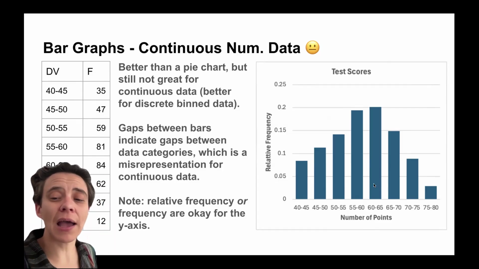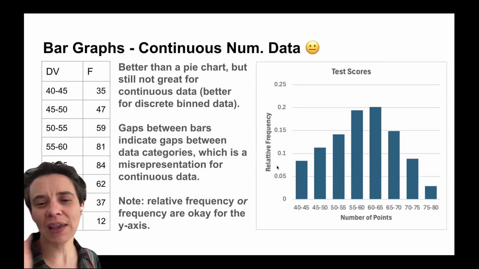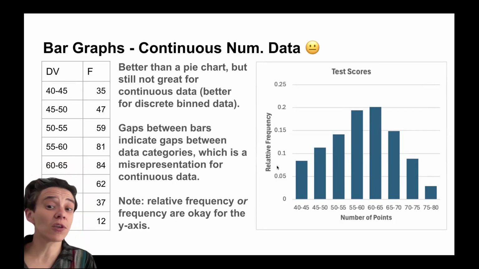One quick note here. On the last graphs, I had frequency. Here I have relative frequency. Those are both fine. You wouldn't use the cumulative frequency on an axis, but either just frequency or relative frequency are fine.